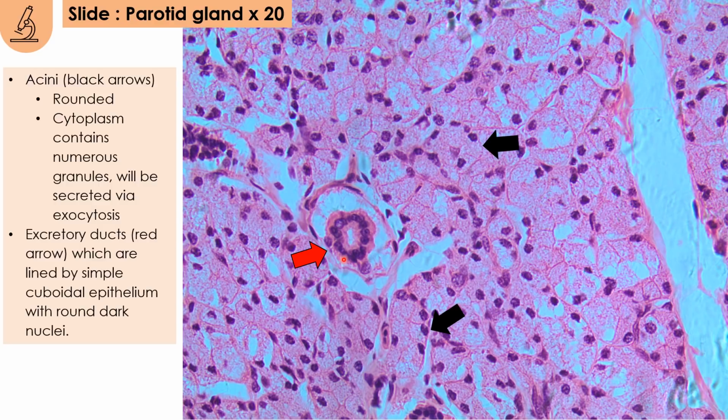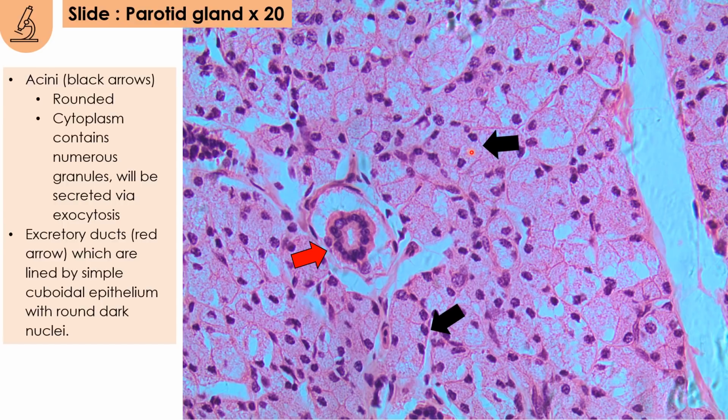Some of the ducts, if it's a larger one, can have multiple layers, maybe 2 or 3 layers of cuboidal cells, so it depends. For this one, it is a small duct, so just a single layer. Okay, so now let's see the secretory portion.